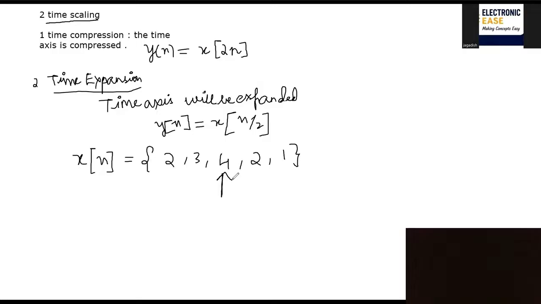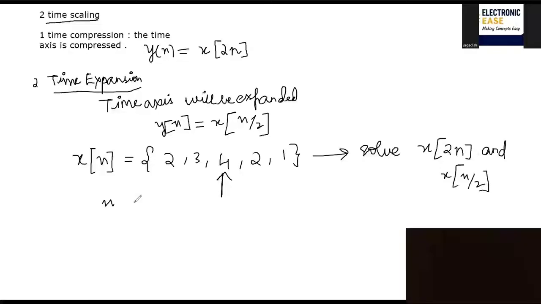So can anyone tell what is the n value ranging in the problem? Minus 2 to plus 2. Very good. So that I have to write down first. That is n value. First we will write the table. So we need to solve x of 2n and x of n by 2. That was the problem.